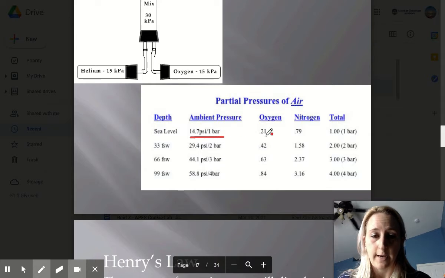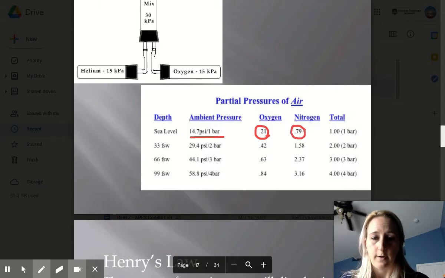Okay, so all you have to do is add 0.21 atmospheres. I know it doesn't say ATM here. And 0.79, and you should end up with 1. All right, so that's at sea level. That's the partial pressure, pp, partial pressure of oxygen and nitrogen.